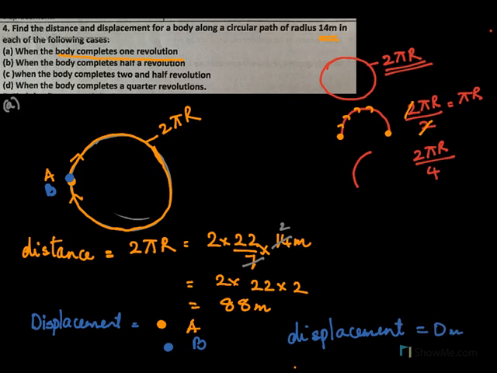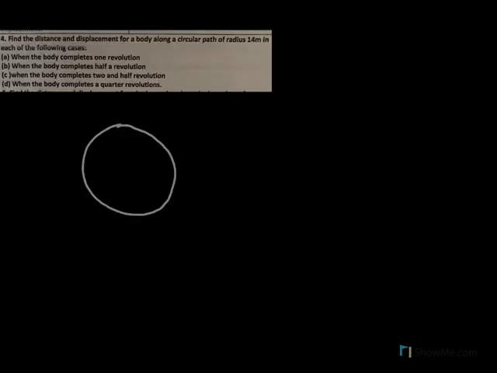Zero meter. Why did the displacement become 0? Because the object returned back to its initial position. The initial and final position was one and the same. Now for the second, when a body completes half a revolution, we need to find distance and displacement. So let's start off again with the body at this point A. And now it's going to cover half a revolution.